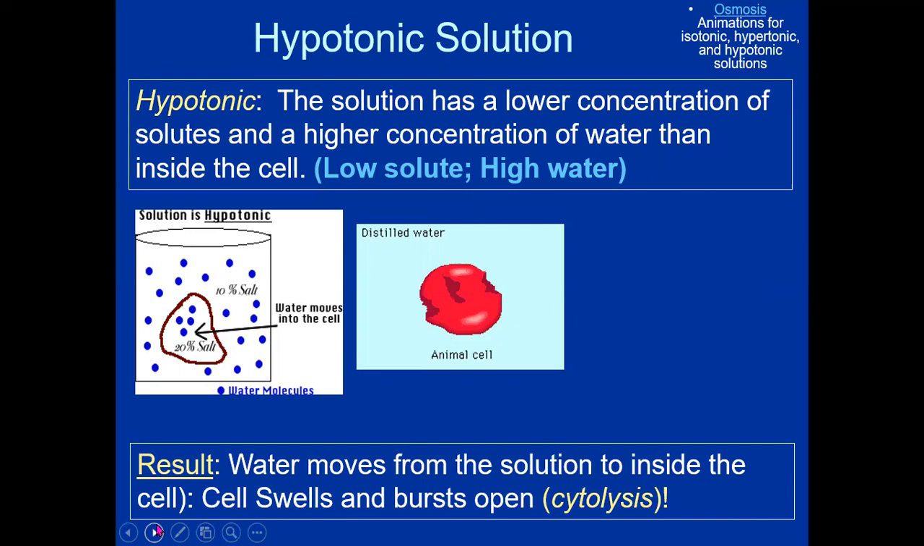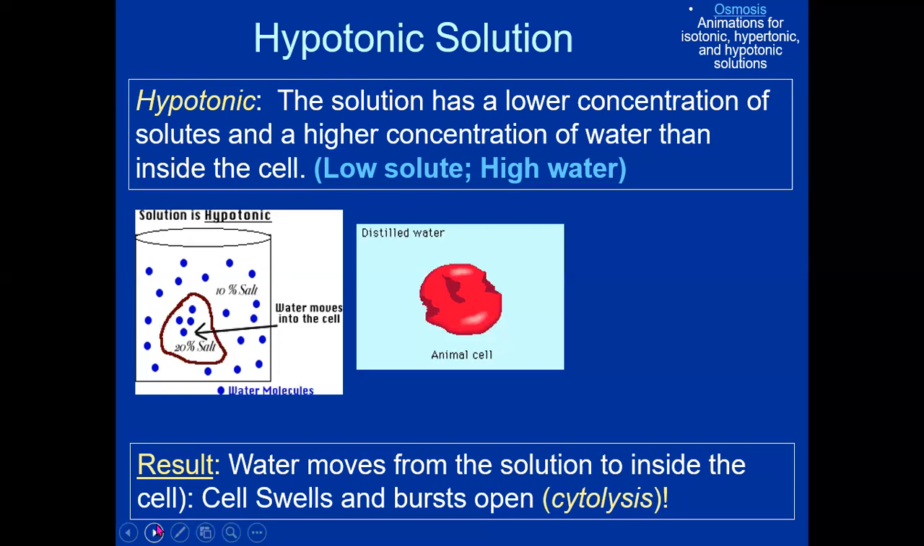And then the last one is hypertonic solution. So in a solution that is hypotonic, what we are saying is that the solution has a lower concentration of solutes and a higher concentration of water. In other words, it is less concentrated.